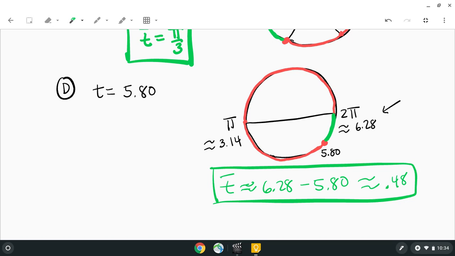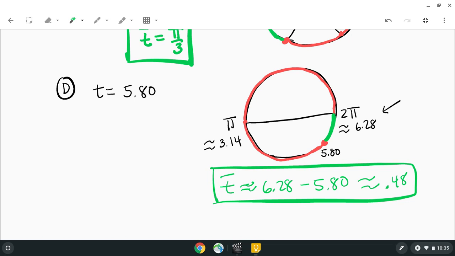Just try to find out where it lands. Is it closer to the 6.28 or is it closer to the 3.14? If you're not sure, you could always do the subtraction and see which one is the smaller distance.